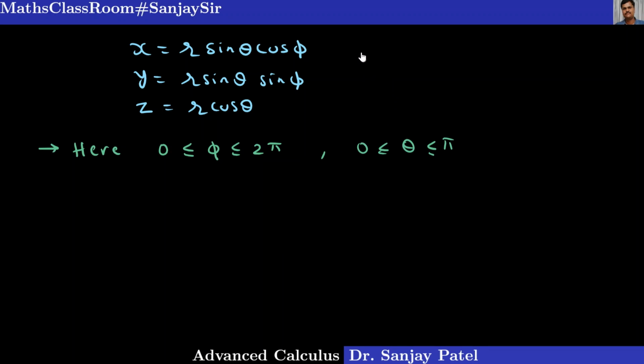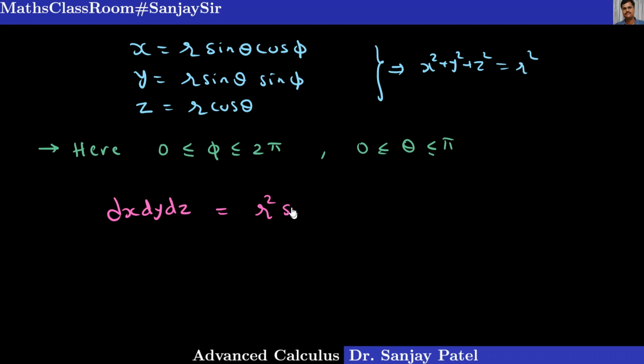That is one thing. Also, from these equations, we can conclude that x square plus y square plus z square is equal to r square, which is also known to us. Further, just recall that when you transform Cartesian variables x, y, z in R3 into the spherical coordinate system, the differential dx dy dz is replaced by r square sine theta dr d theta d phi.